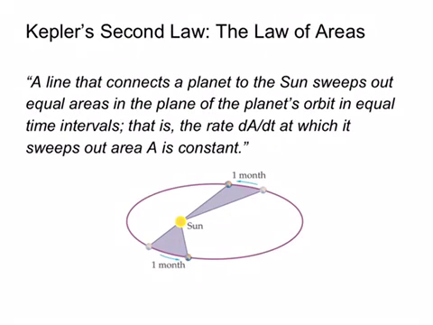Kepler's second law states that a line that connects a planet to the sun sweeps out equal areas in the plane of the planet's orbit in equal time intervals. In other words, the rate dA/dt at which it sweeps out an area A has to remain constant. In the picture below, you see how Earth can sweep out a differently shaped triangle in 1 month during one time of the year when compared to another month at another time of the year. The areas of these two triangles have to be equal based on Kepler's second law.